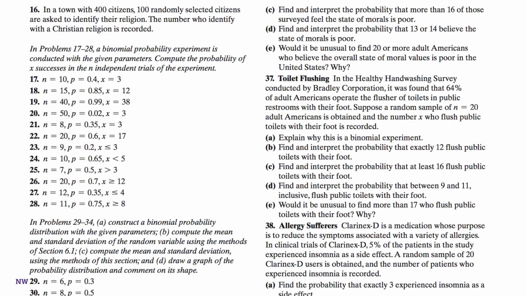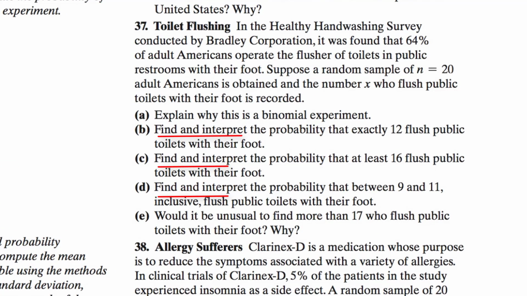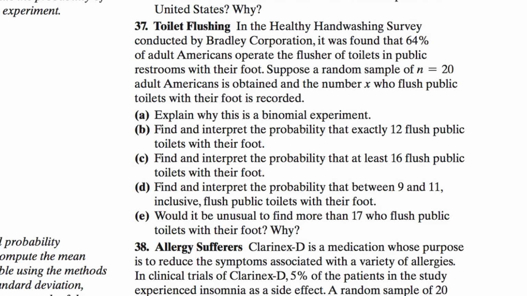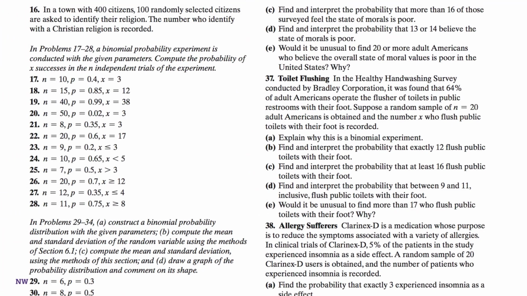Now notice I've overlooked a question regarding interpret. Each of the questions that I've done so far, part B and part C, says find and interpret. And so as far as interpreting the probability, you can give some kind of a boilerplate answer. I'll make sure to give that here because I'm going to answer part D. So it says find and interpret the probability that between 9 and 11 inclusive flush public toilets with their foot. Okay, so let's go and write down what we need to do.